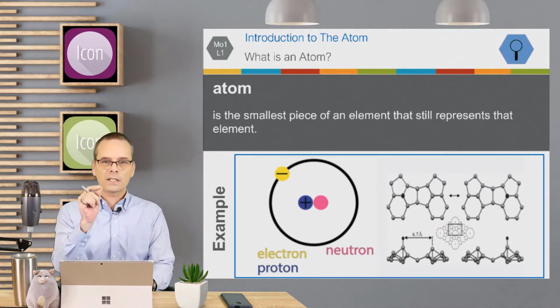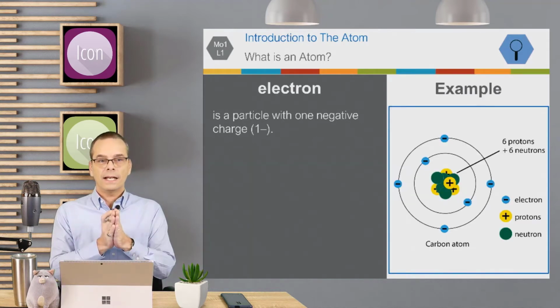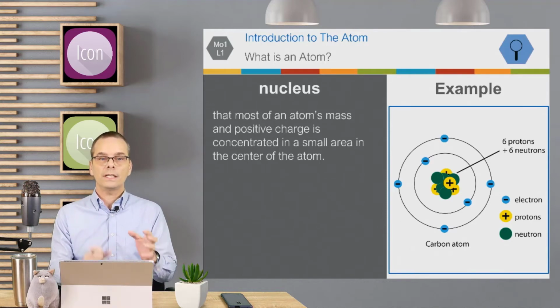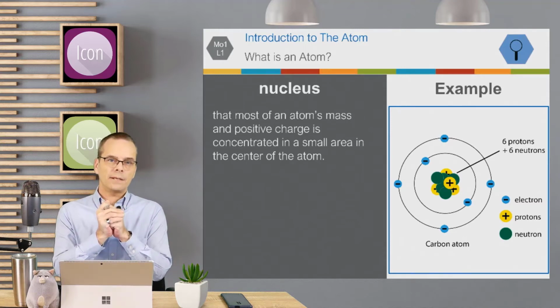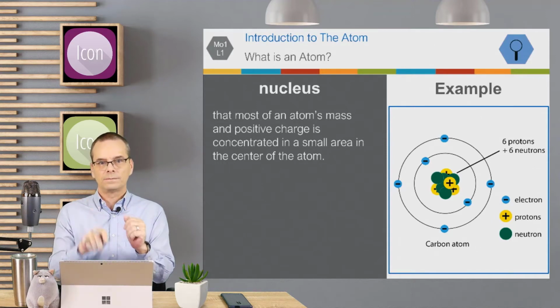Atom is the smallest piece of an element that still represents that element. An electron is a particle with one negative charge within the atom. You also have the nucleus, and that's most of the atom's mass, and its positive charge is concentrated in this little small area right in the center.